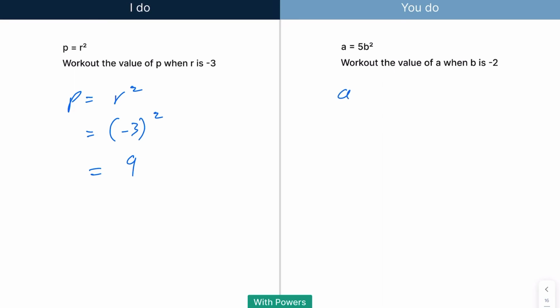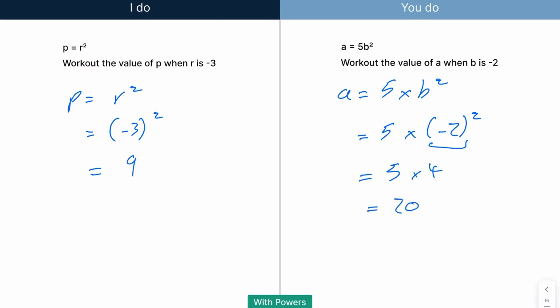So over on the right, we have a is equal to 5 times b squared. And now with b, we just need to substitute that in. So that'll be 5 times b. We'll use brackets for negative numbers. And then, well, what does this become? Well, 2 squared is 4. And because they're two negatives, that just becomes a positive. So that's 5 times 4. And the answer here becomes 20.